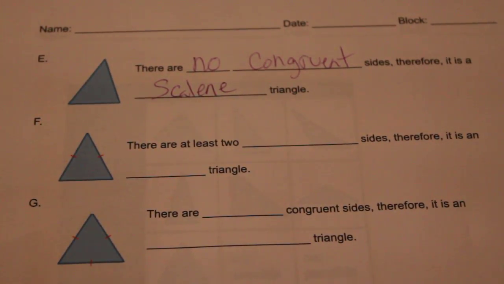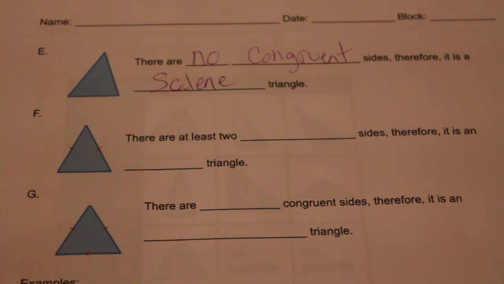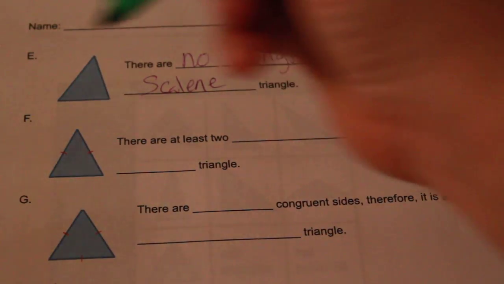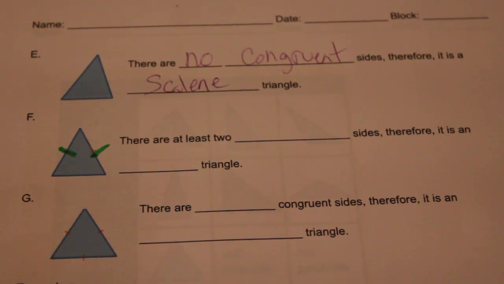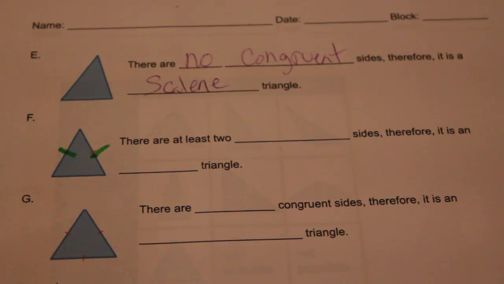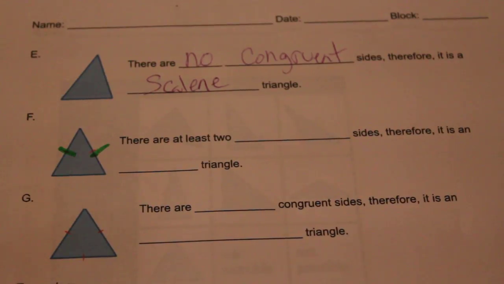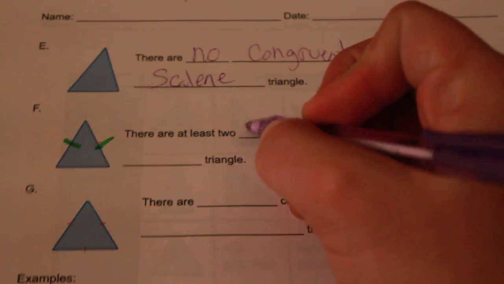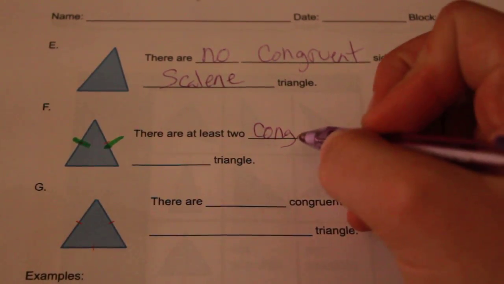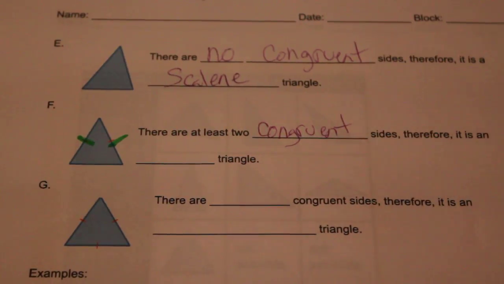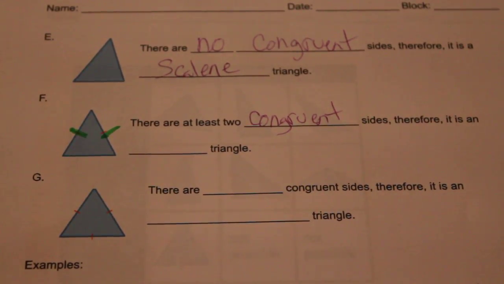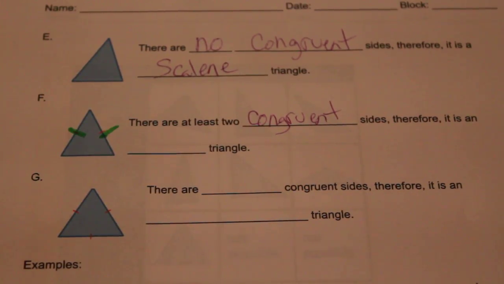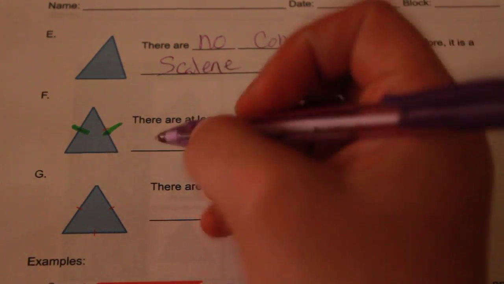Now right here we're going to look at triangle F. Triangle F, we see these two tick marks on it. That indicates that these two sides are the same, or those two sides are congruent. So there are at least two congruent sides. Therefore, it is an isosceles.